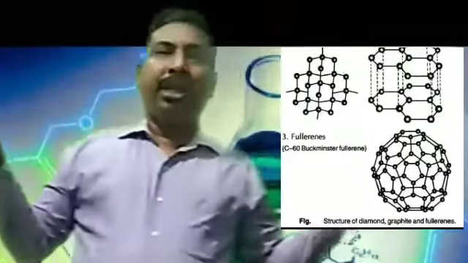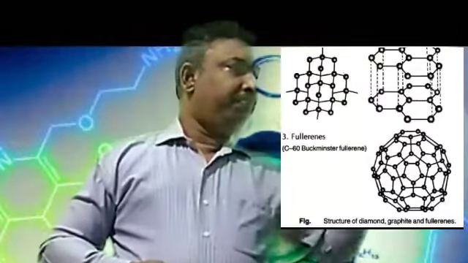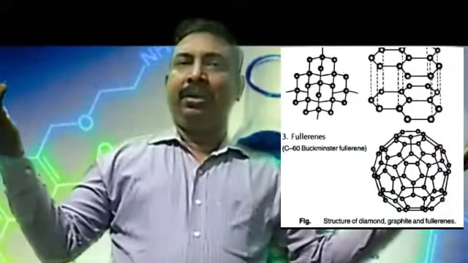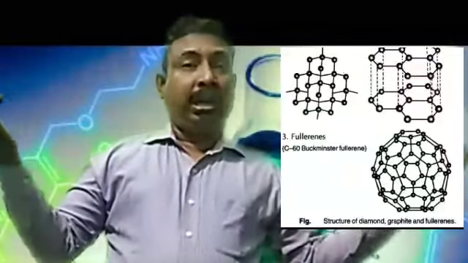So because of structural difference, we have the precious diamond on one side and graphite on the other side. But both are carbon.